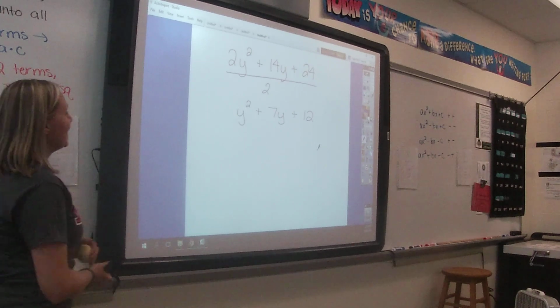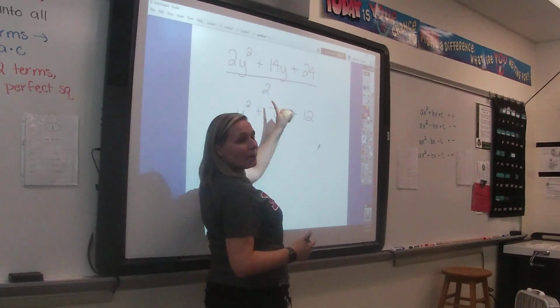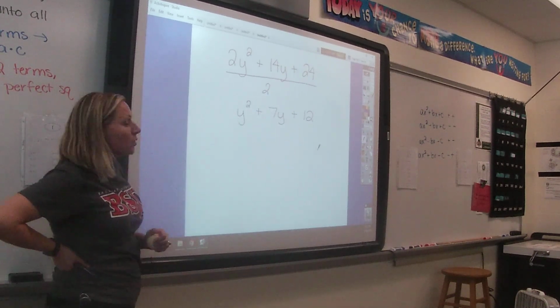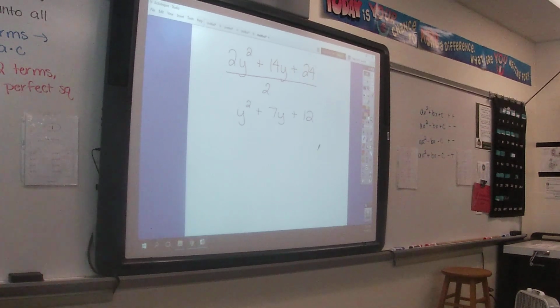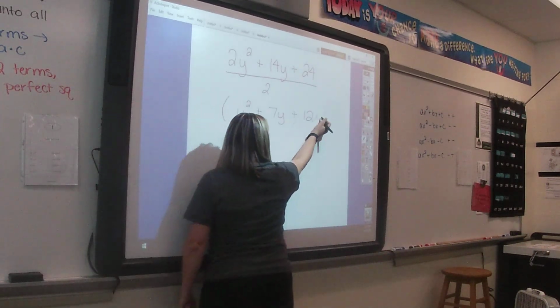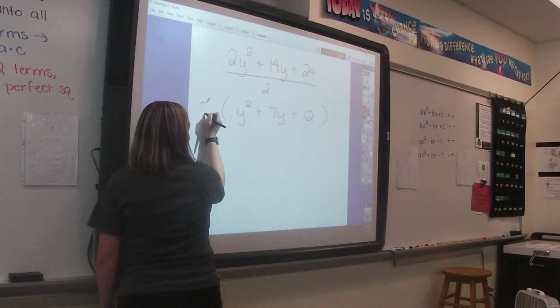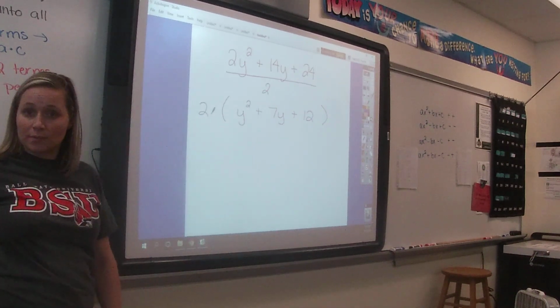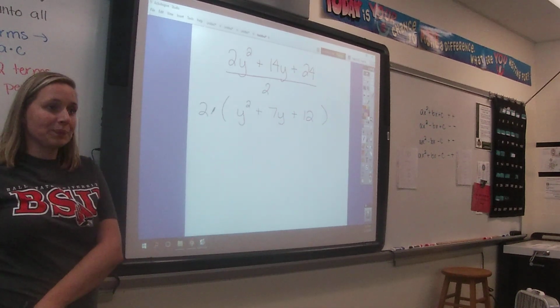Okay, so when we divide by the 2, now we're left with y squared plus 7y plus 12. Okay, now really, we still have this GCF of 2 in front of it, right?